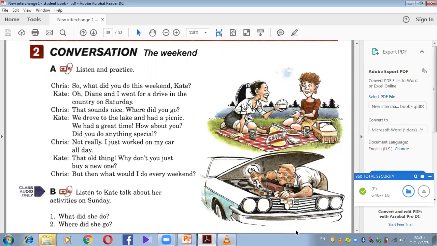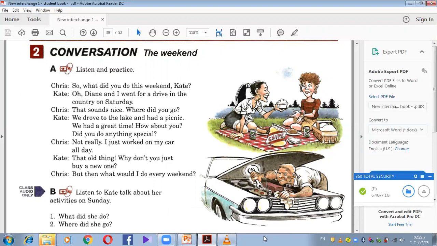Unit 7. We had a great time. Page 40. Exercise 2. Conversation. The weekend. Part A. Listen and practice. So, what did you do this weekend, Kate? Oh, Diane and I went for a drive in the country on Saturday. That sounds nice. Where did you go? We drove to the lake and had a picnic. We had a great time. How about you? Did you do anything special? Not really. I just worked on my car all day. That old thing? Why don't you just buy a new one? But then, what would I do every weekend?